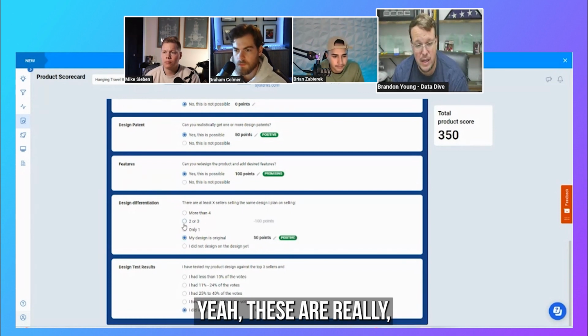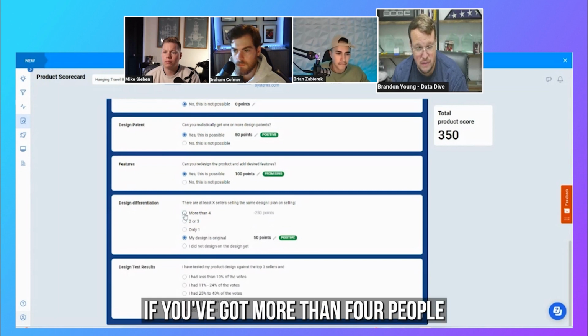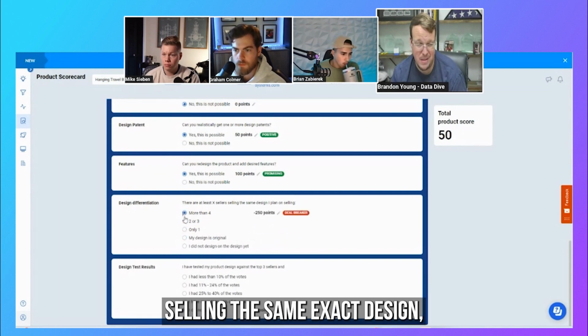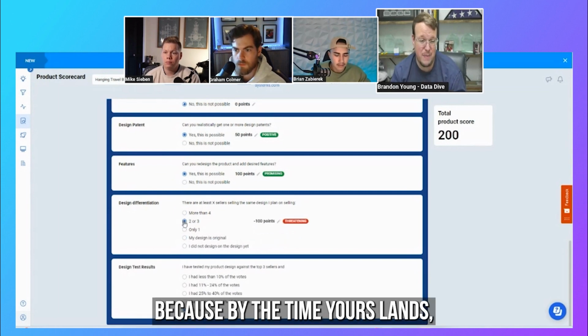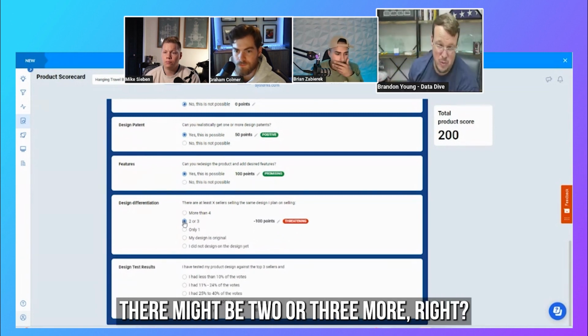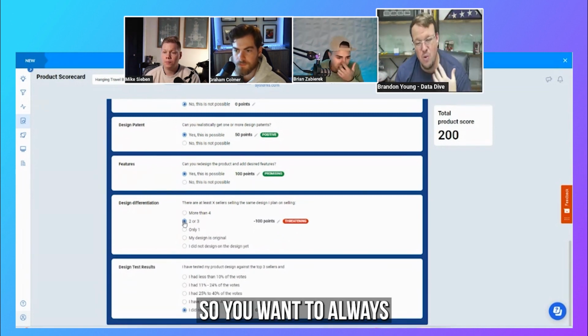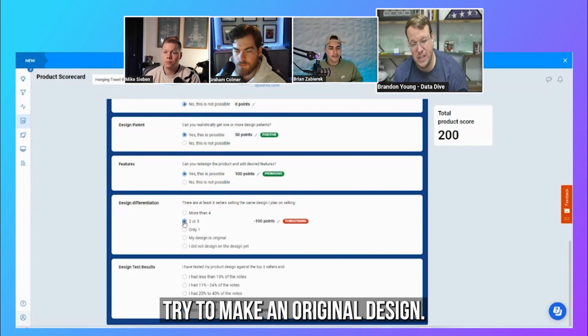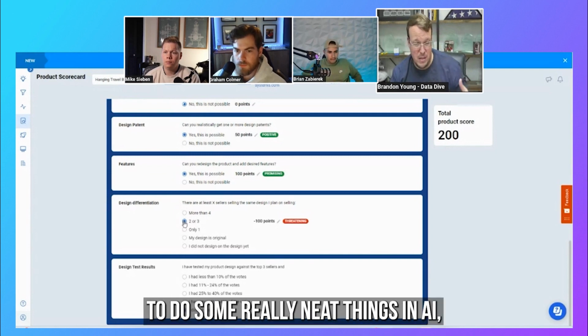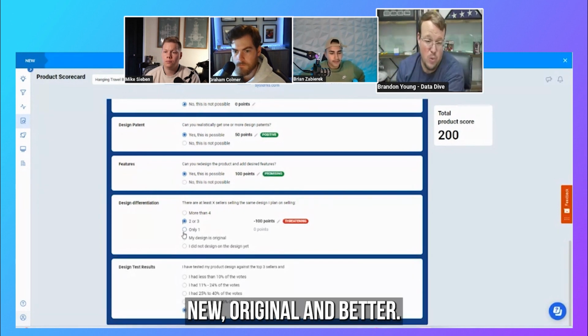Yeah. These are really, really big deal breakers. If you've got more than 4 people selling the same exact design, even 2 or 3 is tough, because by the time yours lands, there might be 2 or 3 more, right? So you want to always try to make an original design. And now with AI and the ability to do some really neat things in AI, you should be able to create something new, original, and better.